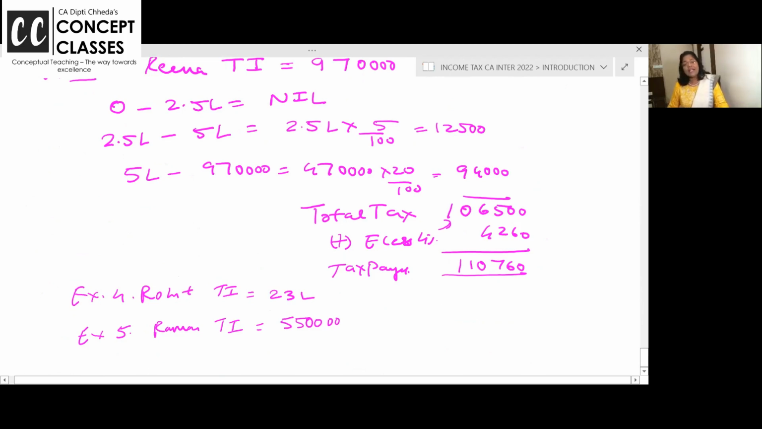Someone was asking in the end yesterday, ma'am, is it mandatory to pay? Yes, it is mandatory to pay. On tax, education cess is also a type of tax, but put together you have to pay.